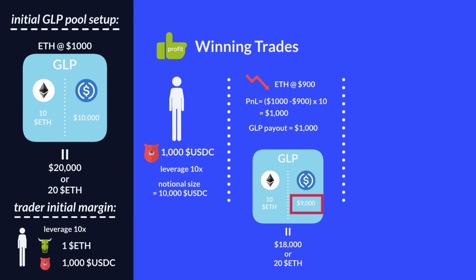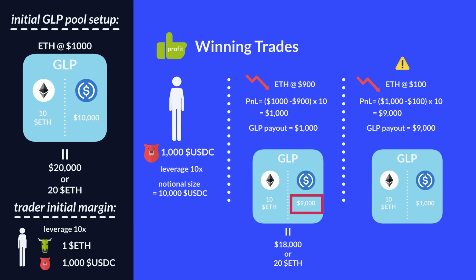Now let's consider an extreme example where the ETH price drops to $100. In this scenario, the trader's profit and loss would be 1,000 minus 100, times 10, which is $9,000. The GLP pool would then pay out $9,000 to the trader, and the pool would be left with $1,000 in USDC and 10 ETH, which amounts to a total of $2,000 in USD value, or 20 ETH. As we can see, when traders win with a short position, the USD value of the GLP pool goes down, but the number of ETH stays the same.